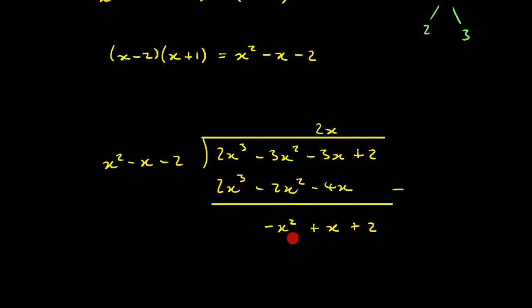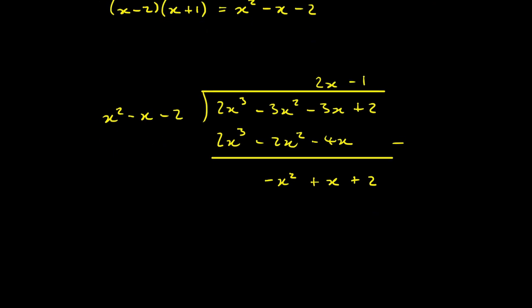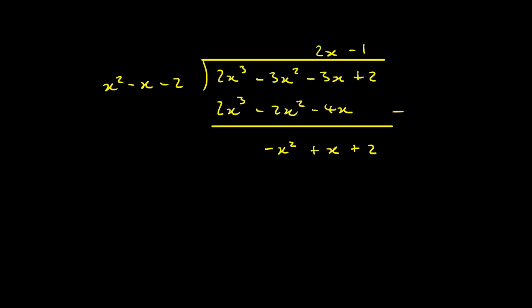Okay, so next thing, I take the new leading term, negative x squared. I divide it by x squared. That gives me negative 1. I take the negative 1 and I multiply it through by the divisor. So that will give me negative x squared plus x plus 2. And as expected, if I subtract that off, I should get 0. Why is that expected? Well, because we said that this thing must be a factor, right? And if it is a factor, there will be a remainder of 0.